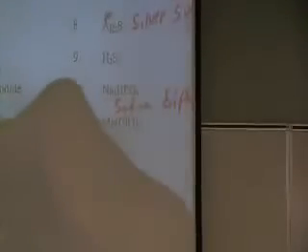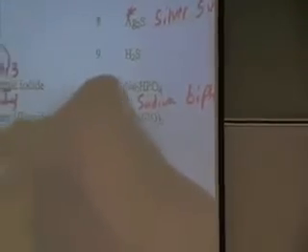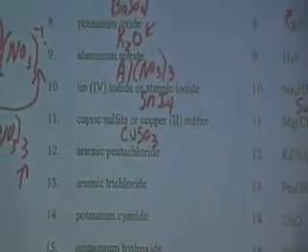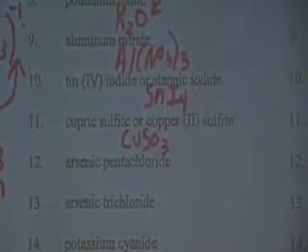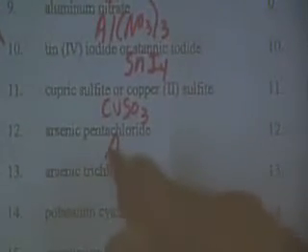Number 11. We're going back and forth here. What's that now? Good. Cupric sulfite. CuSO3. Sulfite is an SO3. Okay. Arsenic pentachloride.